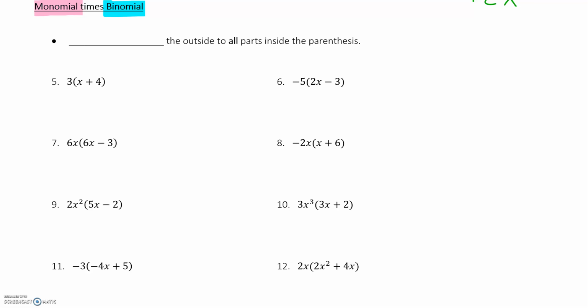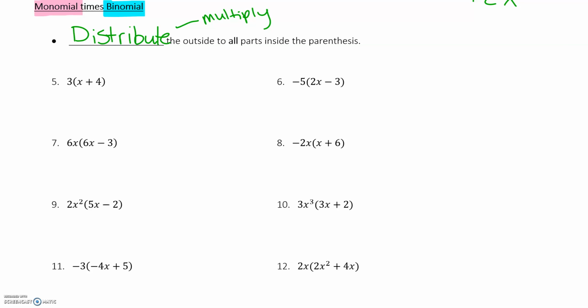So I've got a blank. It says blank the outside to all parts inside the parentheses. So we are going to distribute. Ooh, that's a good word. Does anybody know what that word distribute means? Hopefully you guys are all thinking it means multiply. Distribute is just another mathematical way to say that we are going to multiply something by more than just one thing. So we typically talk about the word distributing when we have a binomial, trinomial, or a polynomial where we've got pluses and minuses going on.